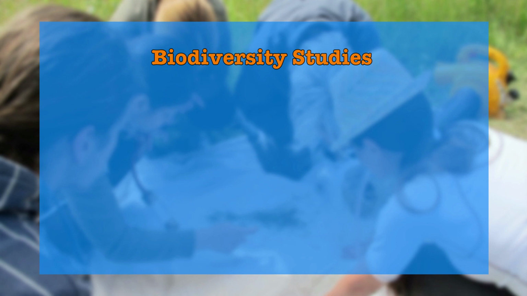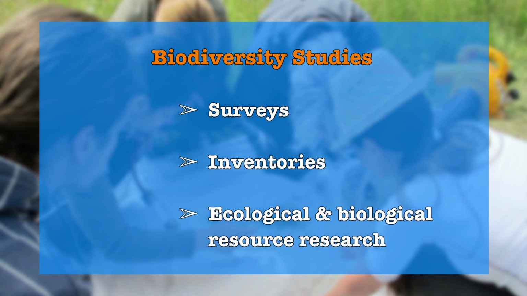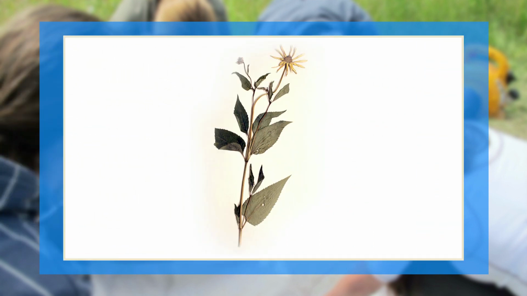Taxonomic research and the sharing of associated data are an essential basis for further biodiversity studies, including surveys, inventories, and ecological and biological resource research. Herbarium specimens are often the only reference material for lesser known species, and any data accompanying the specimens can be used to infer the species distribution and the status of its habitat. These specimens have historically been collected for taxonomic purposes. However, their use in applied biodiversity research is becoming more and more apparent.